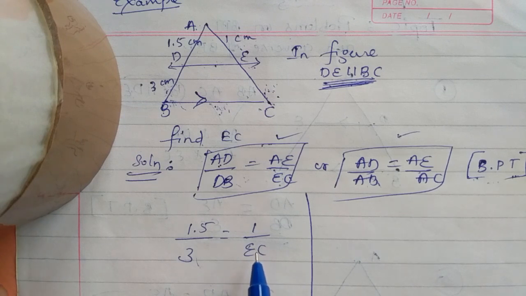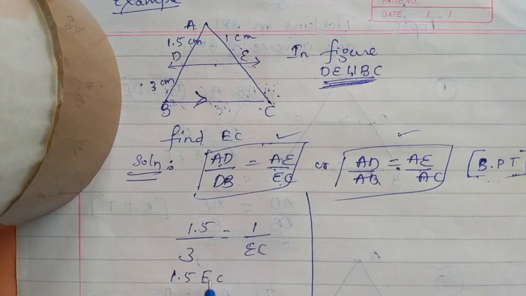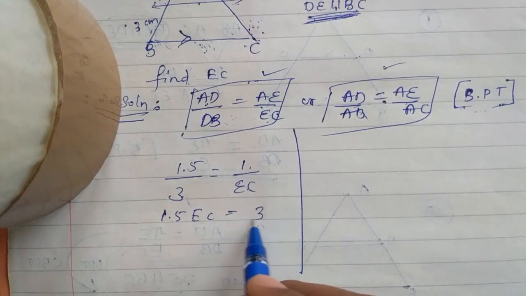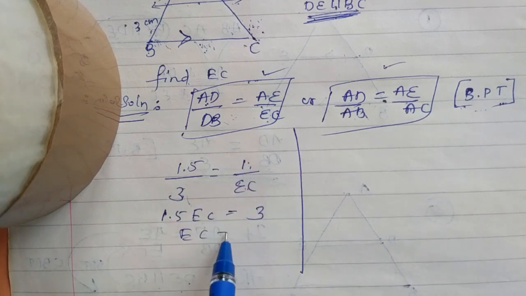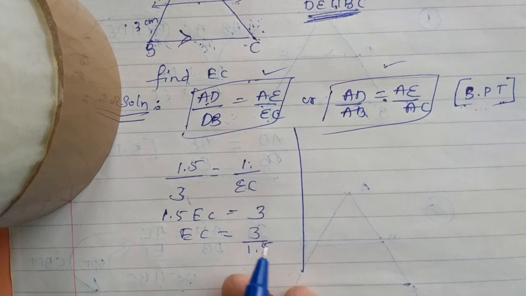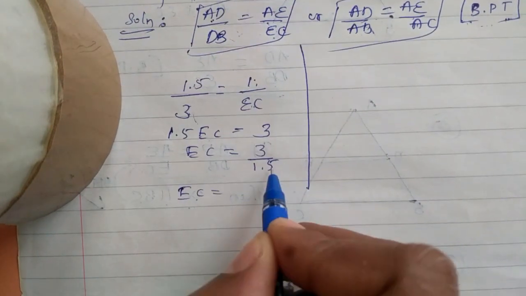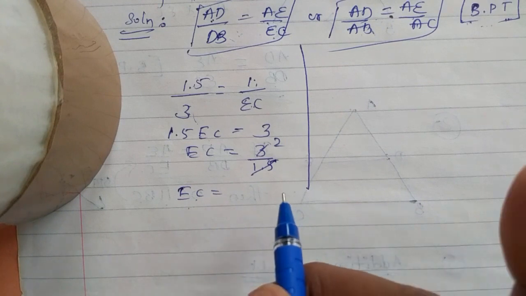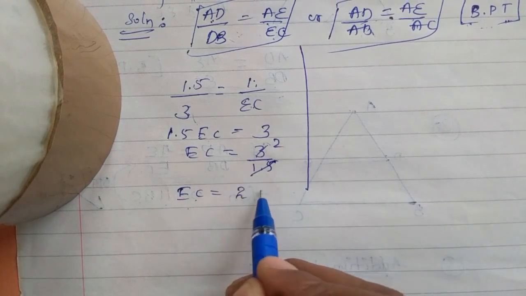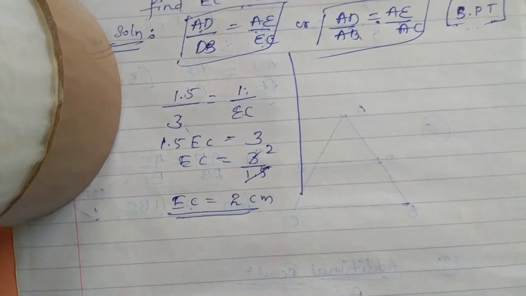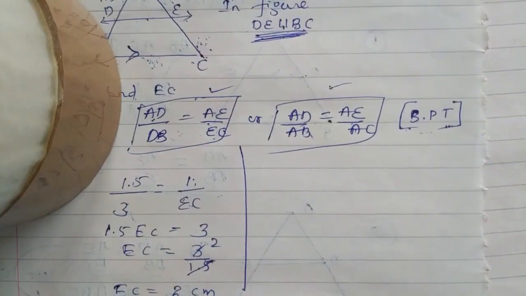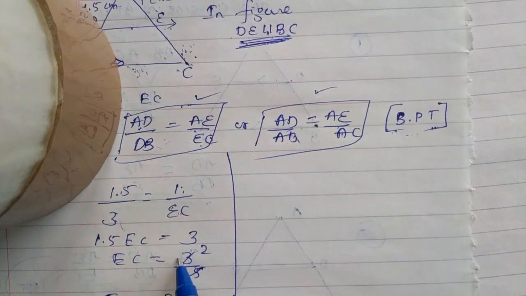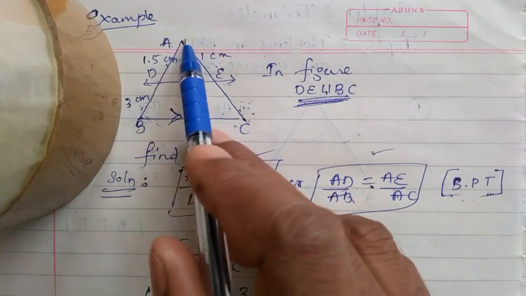So go for cross multiplication. EC into 1.5, 1.5 EC equal to 3 into 1, which is 3. EC is equal to 3 by 1.5. 1.5 twice is 1.5 plus 1.5, which is 3, so EC is 2 centimeter. The length of EC is 2 centimeter.